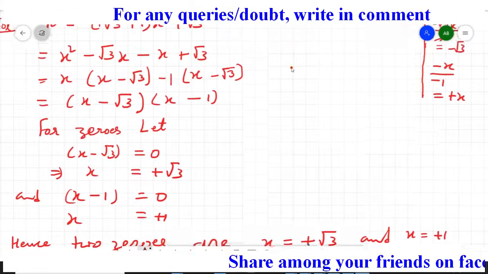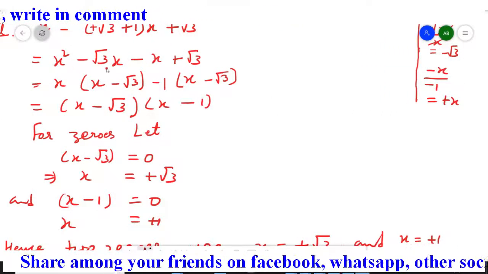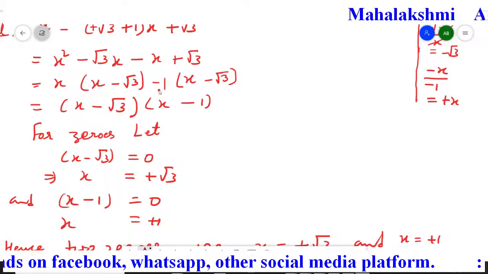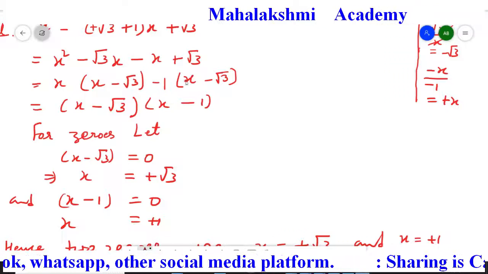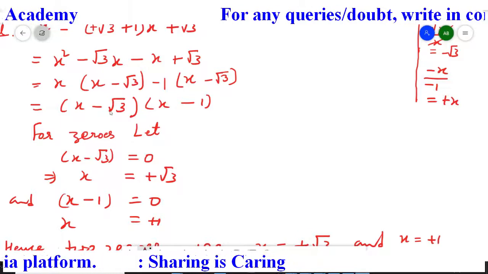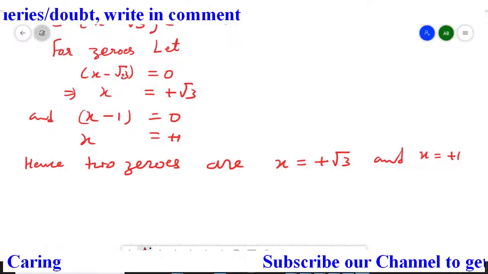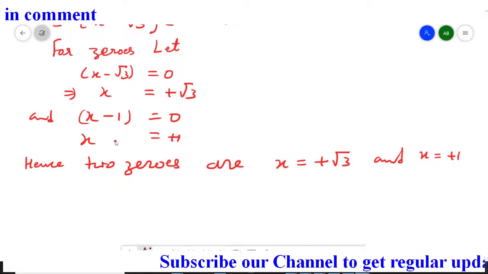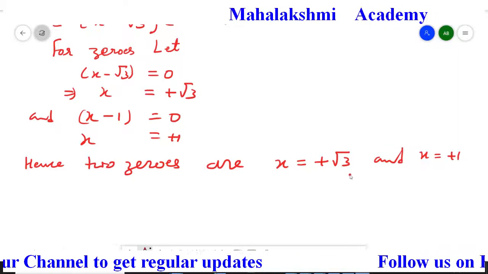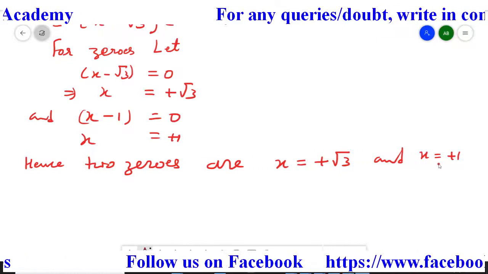First, whatever quadratic polynomial we got, I opened the bracket, then I made a pair of the first term and second term. From the first pair I took x common, and from the second we took minus 1 common. I already explained why I took minus 1 common, so that the bracket should be the same. Since the bracket is the same, I took the bracket common. So from here x remained, and from here minus 1. Then one by one I kept this bracket equal to 0. That gave us two zeros, meaning two values of x for which the given polynomial is 0. So the two zeros are x is equal to plus root 3 and x is equal to plus 1.